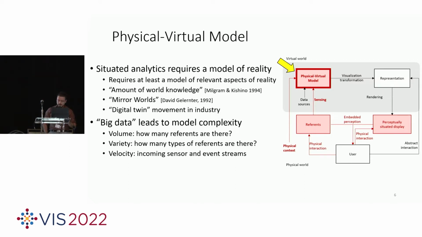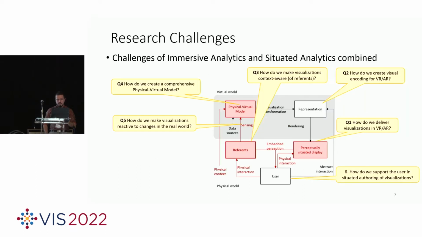So the whole setup leads to a number of research questions. Let me get quickly through them. First of all, we have to decide how we deliver visualizations in augmented reality, or how we create a visual encoding for augmented reality. Furthermore, how do we make visualizations react to the context, so make them context aware? Also of importance is, how do we create a comprehensive physical-virtual model that is adaptive to the environment that we want to make immersive?